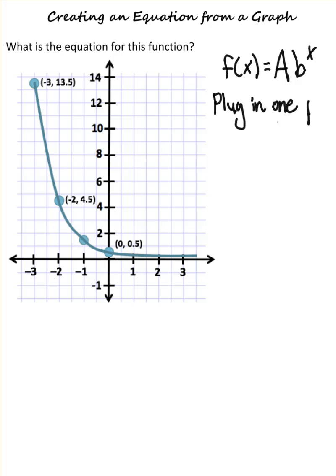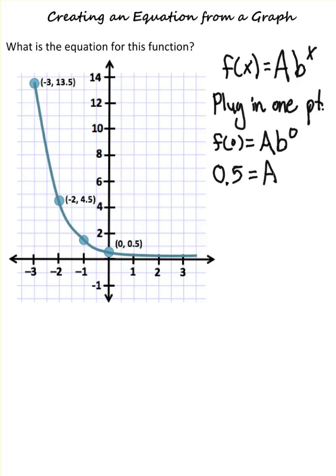If you know it, a handy point to plug in is the y-intercept itself. It's a nice one because then you'll get b to the power of 0, and that wipes out the b. It lets you find the amplitude faster. So this is f at 0. At 0, we'd have a times b to the power of 0. f at 0, on our graph, we can see is 0.5. So the y-intercept here is 0.5.